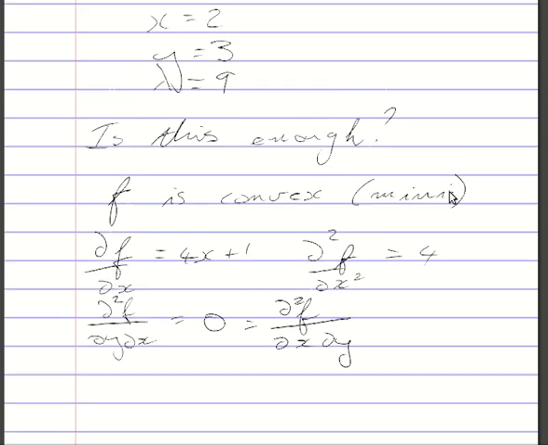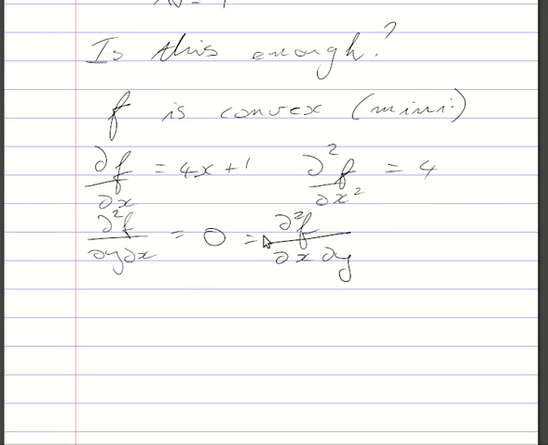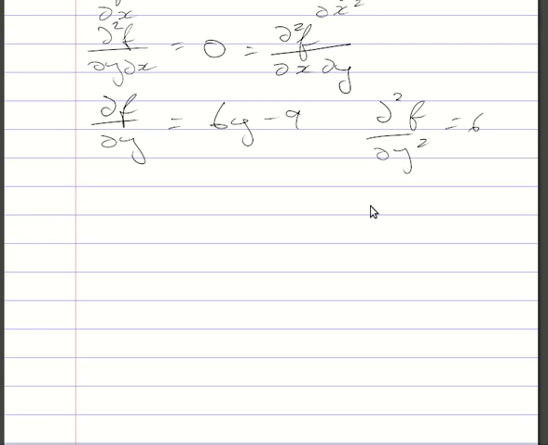Remember, as we said, for these nice differentiable continuous functions, the second derivative to x then y is the same as the second derivative to y and then x. Now df dy is equal to 6y minus 9. So d squared f dy squared is equal to 6. So now we can form the Hessian matrix, which is very easily 4, 0, 0, 6.